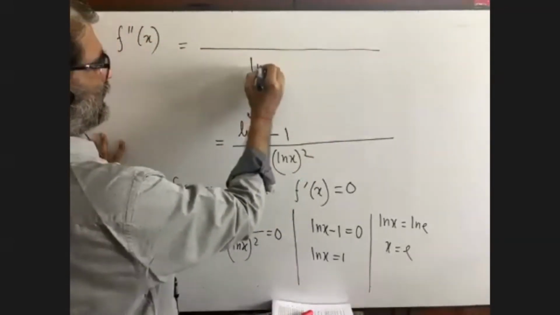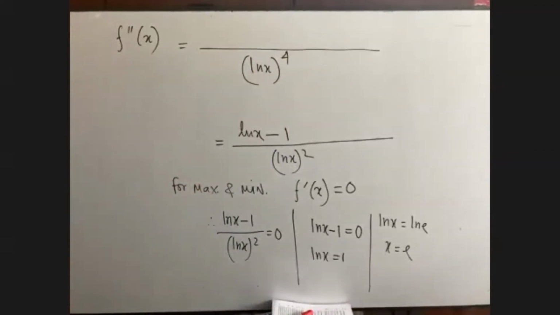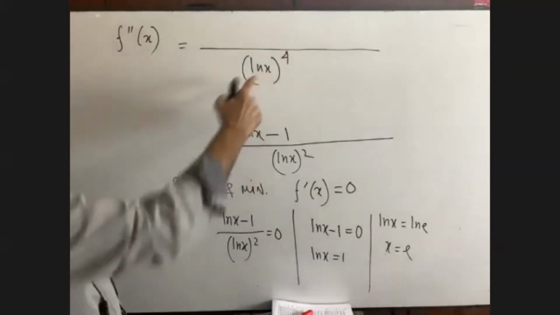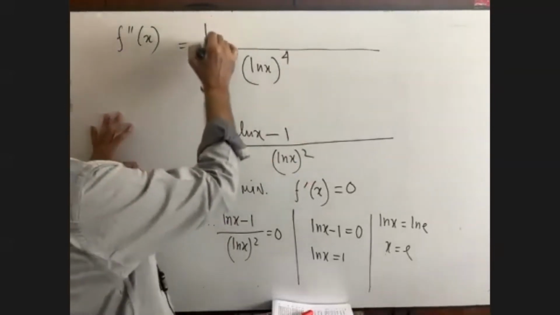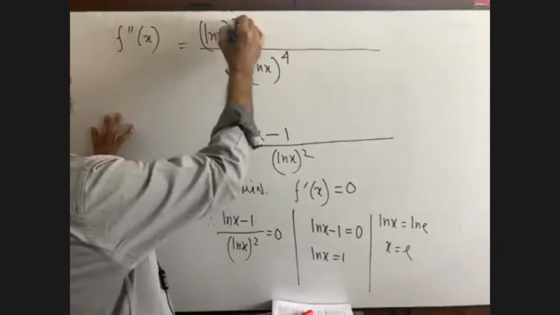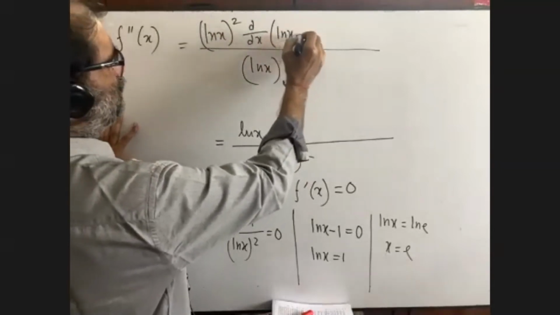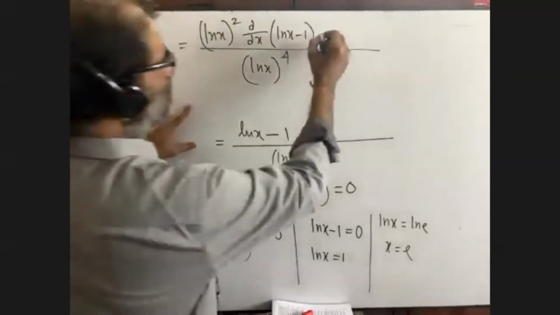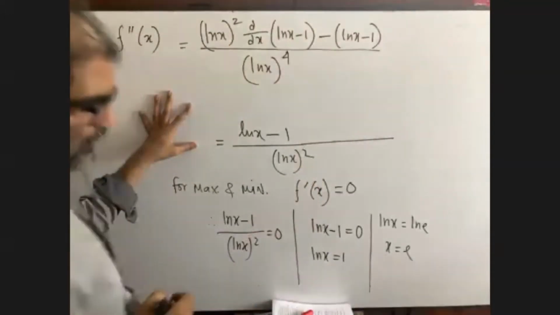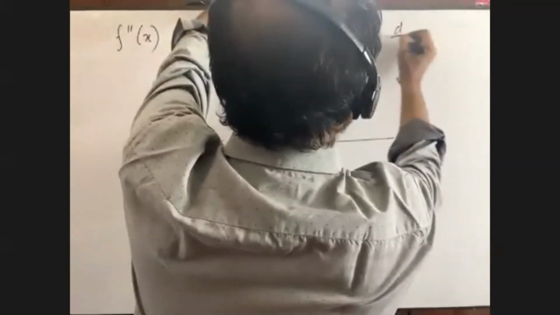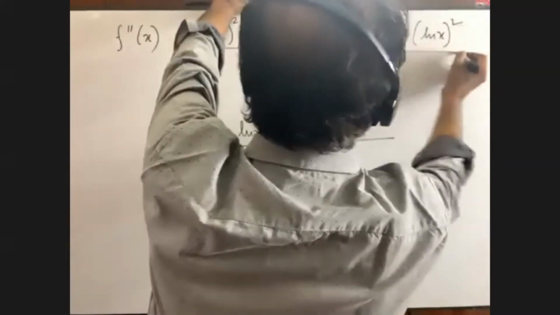Okay. Now again it is 4 power, right? This is v, so it is v square, that is power 2. Now it is power 4. Again v, ln x whole square, d by dx of ln x minus 1, minus ln x minus 1, d by dx of ln x whole square. Okay.